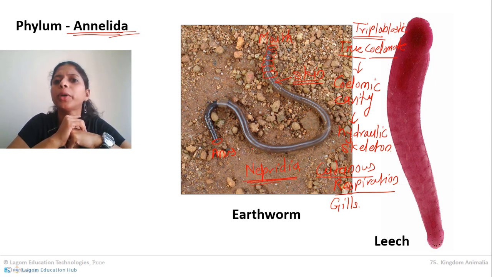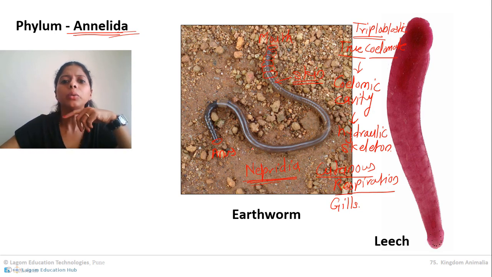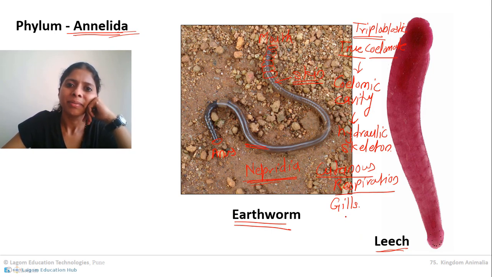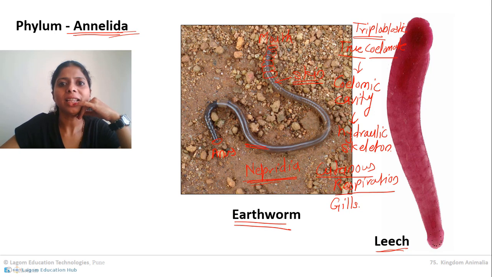Now let us shift to the more important point. Now these two examples, earthworm and leech, both of them are reproductively hermaphrodite. When we consider hermaphrodite, which is also called bisexual, what does it mean? Both sexes are present in a single animal. So a male earthworm and female earthworm kind of thing doesn't exist. Both sexes are in the same animal.